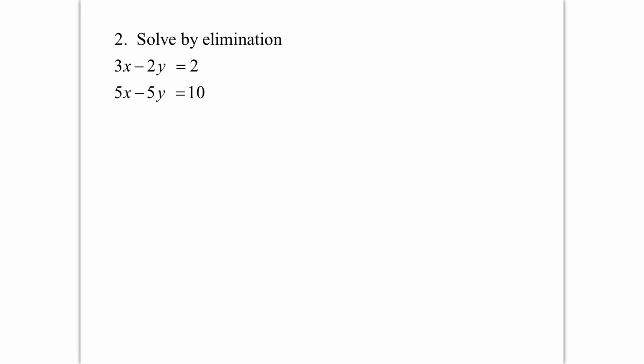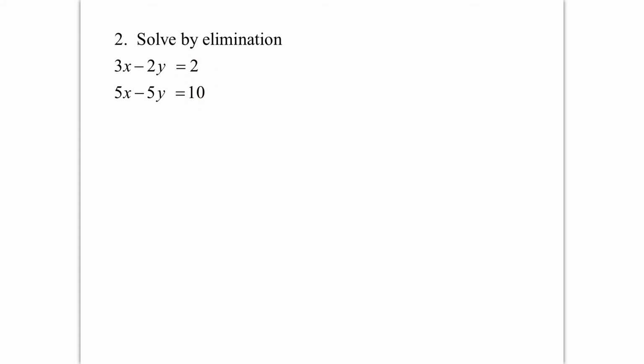So notice here, we have 3x minus 2y equals 2 and 5x minus 5y equals 10. So step number 1, are the two equations in standard form? Yes, they are. X and y are on the same side. The constant is on the other side.